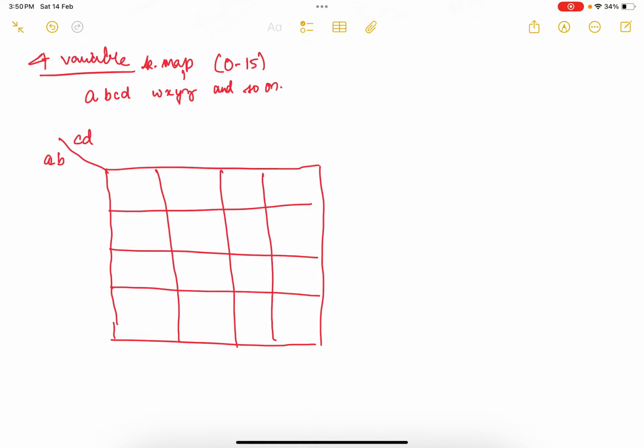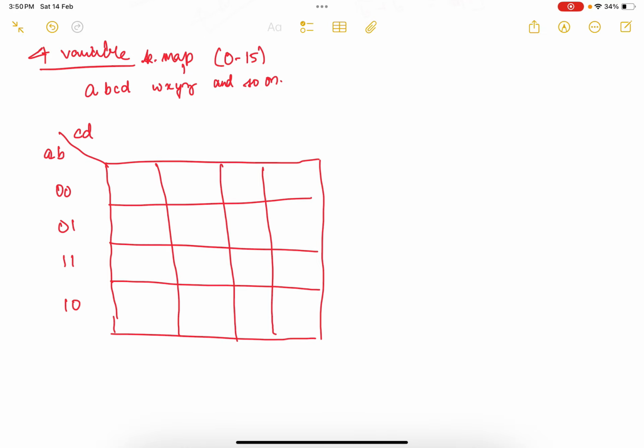So if there are 2 variables, as I already told you, the value can be changed from 0 0, 0 1, 1 1 and 1 0. Why is this? Because there should be a single bit change from 0 1 to 1 1. So when you write in terms of SOP format, this will be A bar B bar, this will be A bar B, this will be A B, and this will be A B bar. And for this also the same format: C bar D bar, C bar D, C D, and C D bar.